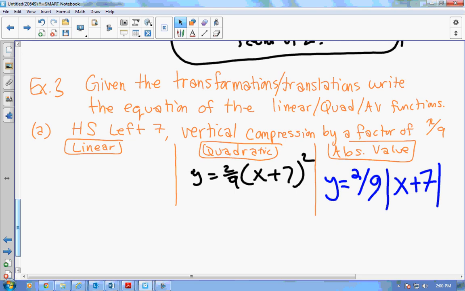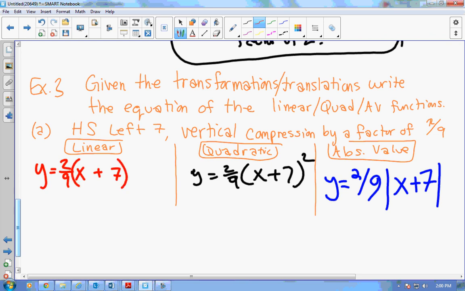It's just a line. Where does the 2/9 go? You grabbed it. 2/9 x. Think about it. If we're going to have a shift, let's plug in x equals 0. If I plug in x equals 0 right here, what do I get? Do I shift 7 to the left when it's like this?